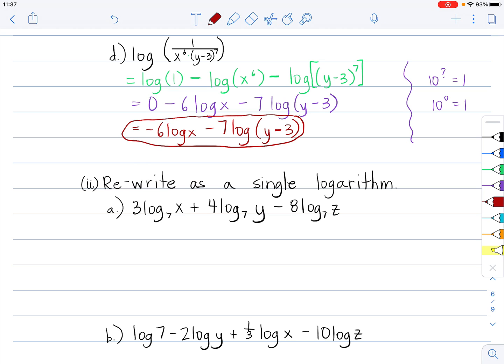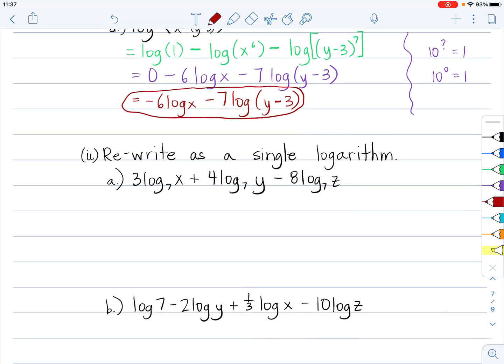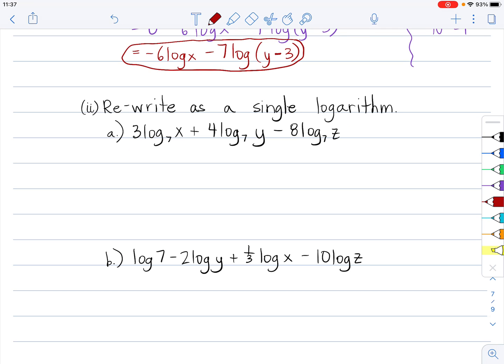Okay. Example number 2, now we're going to go the other way. We want to rewrite as a single logarithm. So we're going to go in the exact opposite direction. So before, we did addition and subtraction first, pull down exponents second. I'm going to go exactly opposite: pull up exponents first, condense down the addition and subtractions to multiplication and divisions inside.